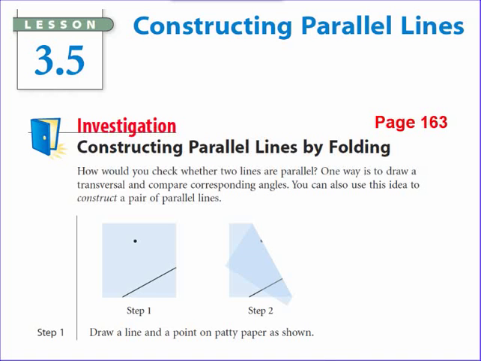After you've done that, step 2 says fold the paper to construct a perpendicular so that the crease runs through the point shown. Fold the paper to construct a perpendicular. So you can see what that looks like. Basically, what you're doing here is folding this line onto itself.